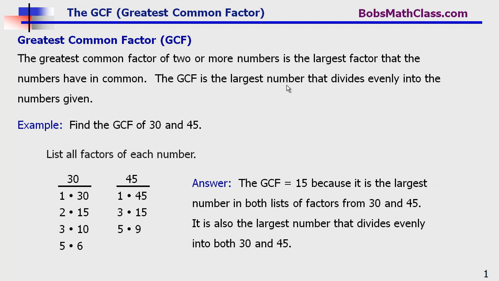So looking at 30 and 45, maybe some people thought of 5. 5 is a common factor. It is. 5 is a common factor, but it's not the greatest common factor. All right, let's do another problem.